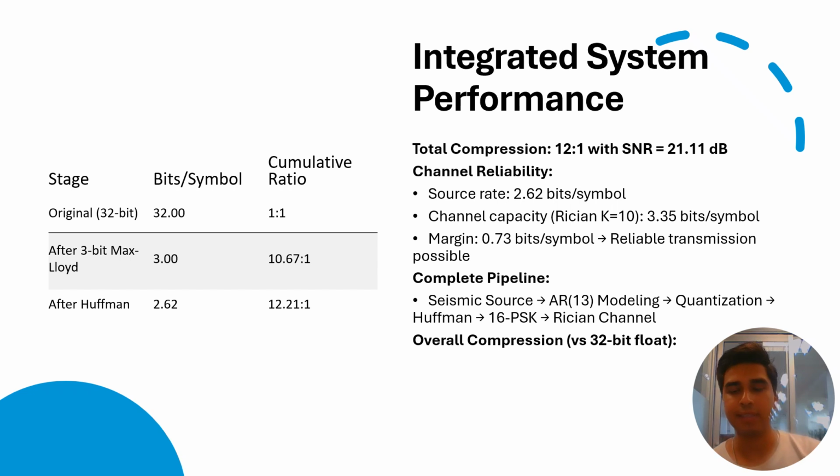Our complete system has 6 stages: source modeling, AR extraction, 4-bit quantization, Huffman compression, Max-Lloyd quantization, and transmission over Rician fading. Total compression compared to 32-bit data is 12 to 1. We reduce data size by 12 times while maintaining good quality at 21 decibels SNR. Our source rate is 2.62 bits per symbol, and the channel can handle 3.35 bits. This leaves extra capacity for error correction.